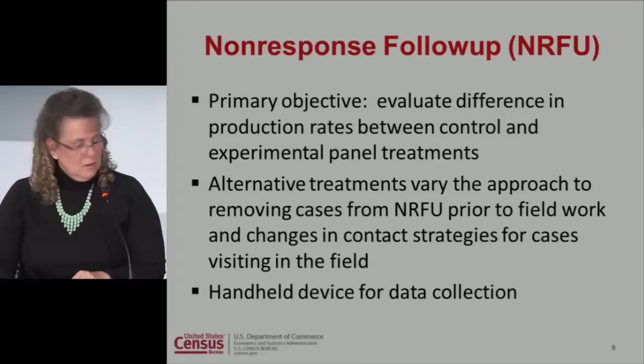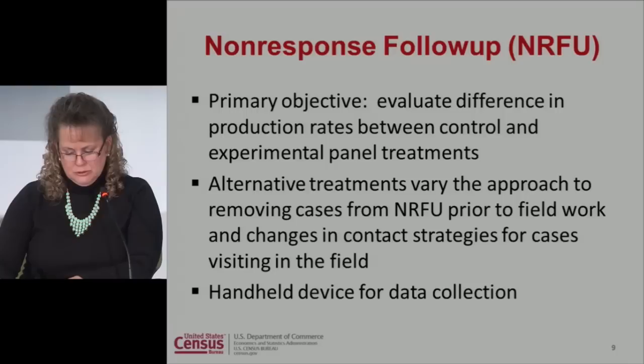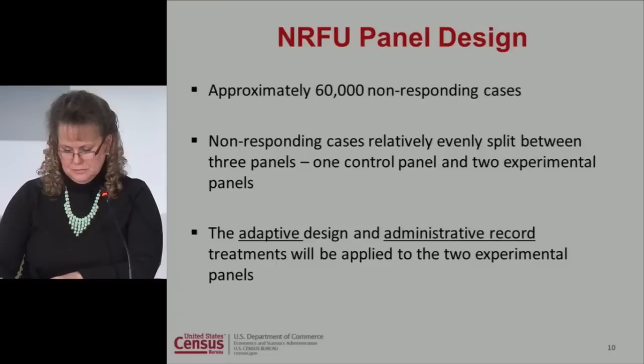A major objective of the 2015 census test in the Maricopa site is to evaluate the difference in productivity rates between the control panel and our alternative experimental panel treatments. The alternative treatments vary the approach by removing cases from the NRFU workload prior to field work and changes contact strategies for cases that are visited in the field. It also varies the way cases are managed behind the scenes. Data collection for non-response follow-up will be done with a handheld device.